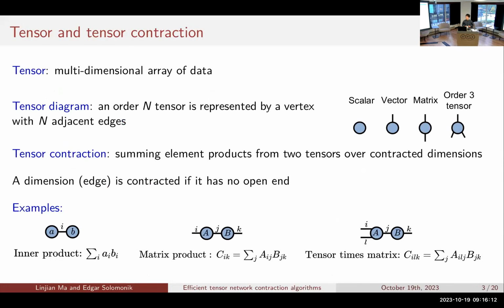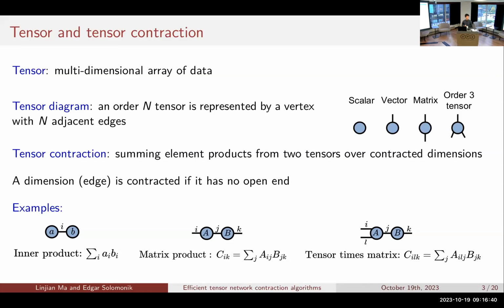So a tensor is a multidimensional array of data. And in this presentation, I'm going to use tensor diagrams to visualize tensors. In the tensor diagram, a tensor can be visualized as a vertex, and the number of edges attached to the vertex represents the order of the tensor. We can also easily use the tensor diagram to visualize the tensor contraction.